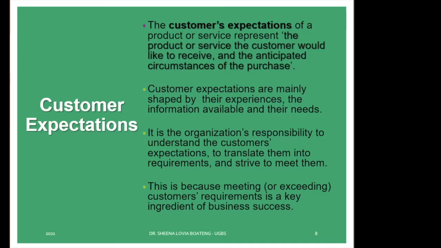So for instance, if you want to go and buy a car, to be able to satisfy your need of getting you perhaps from campus to your lecture hall in a convenient manner, what are some of the anticipated circumstances of the purchase? What are some circumstances you anticipate will come up when you decide to buy a car or when you are trying to buy a car?